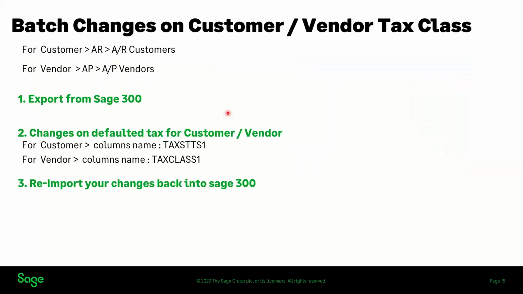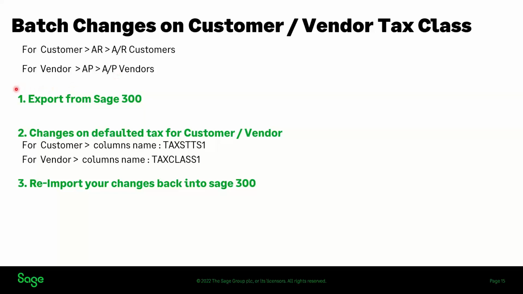Okay, so now let's take a look at the batch changes on customer or even vendor tax classes. For customer, first thing you will need to navigate to the AR module. Once the sub menu appears, you will have to choose AR customers. And for vendor, you will have to navigate to the AP module and choose AP vendors and select vendors.